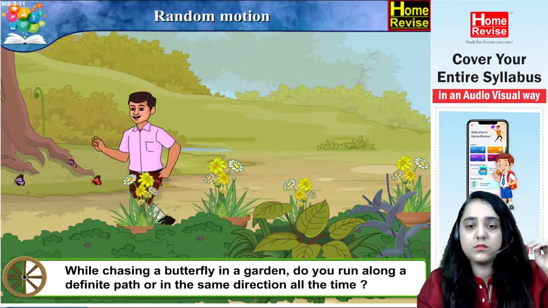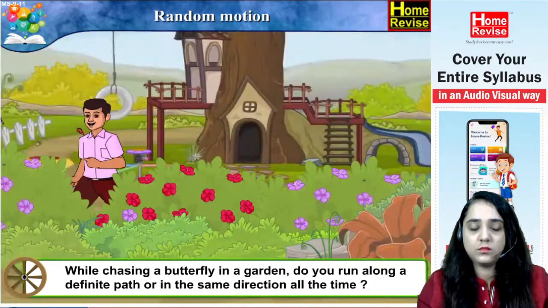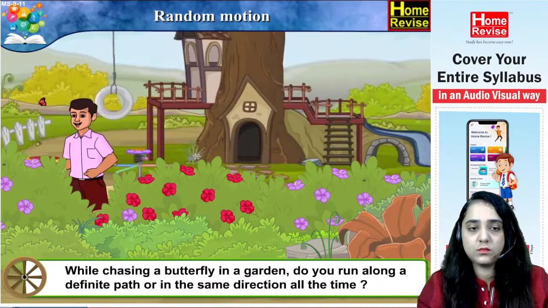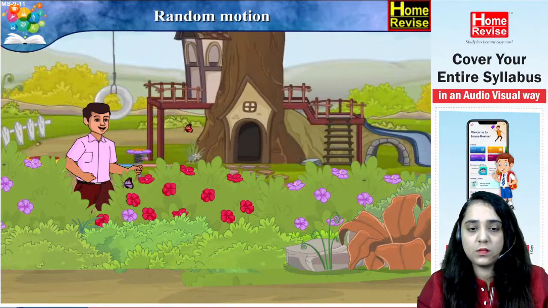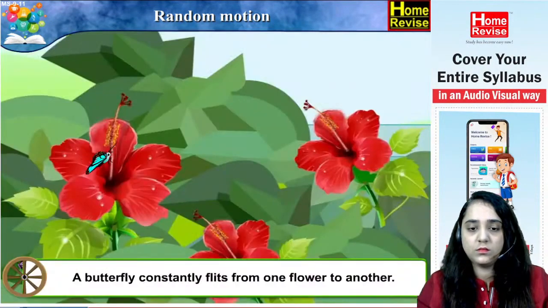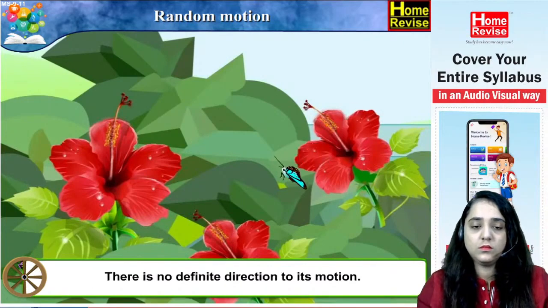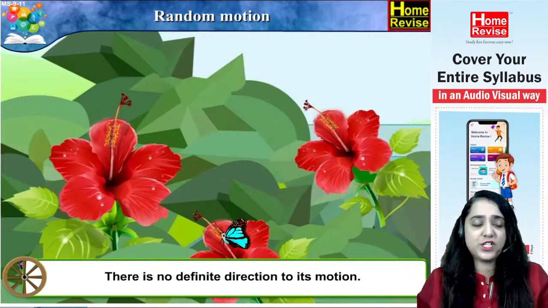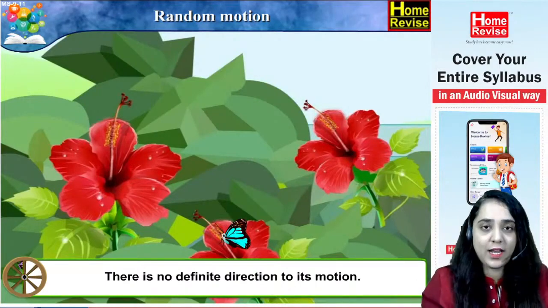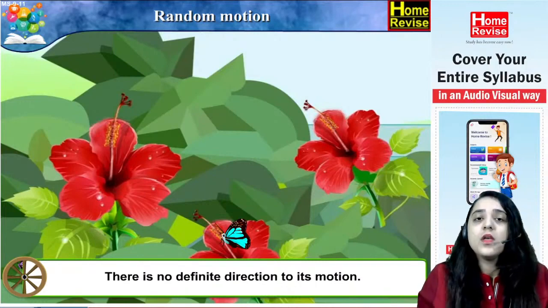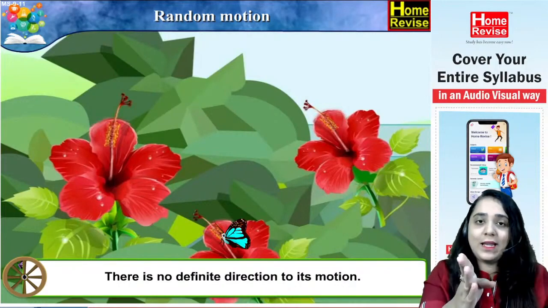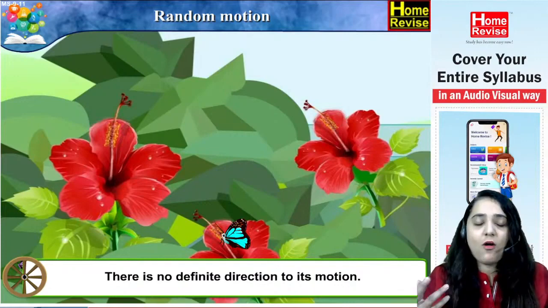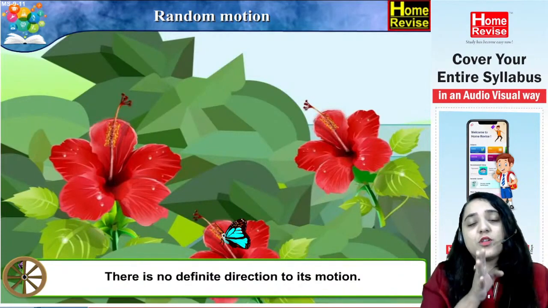Chasing a butterfly in a garden, do you run along a definite path or in the same direction all the time? Not really. A butterfly constantly flits from one flower to another. Is it not so? There is no definite direction to its motion. Yes, if you are chasing a butterfly, trying to catch it, is it so that you will go in one line only? No, it is not that.